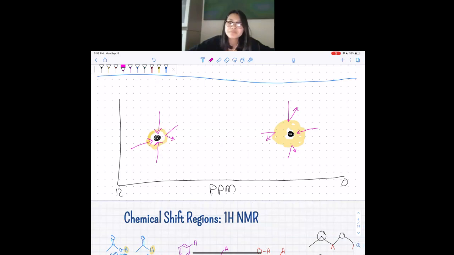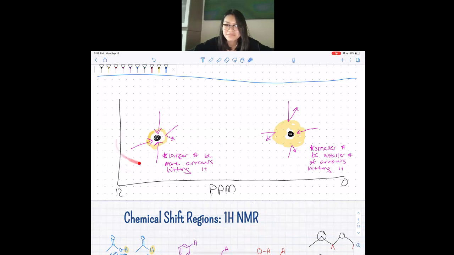And so you can think of it as this one is at a smaller number because there's a smaller number of arrows hitting it. And the opposite is true here, a larger number because more arrows are hitting it. So this one is going to feel a lot more of what's going on in the environment than this one. And this is what we call shielding versus deshielding. So this side is what we call shielded.